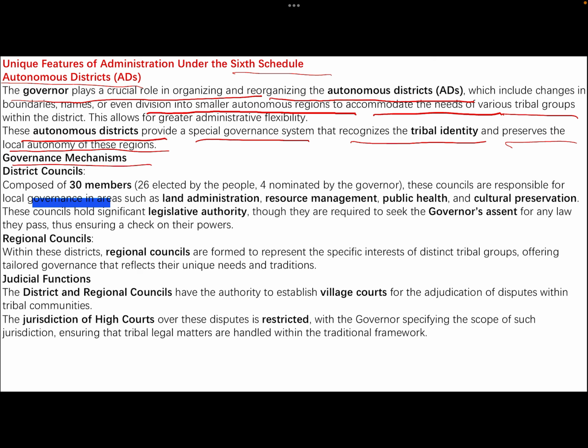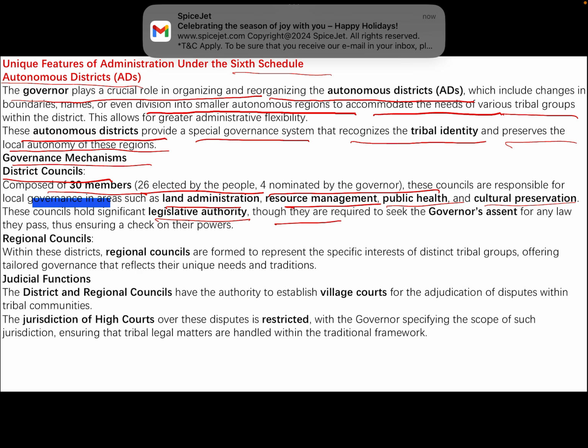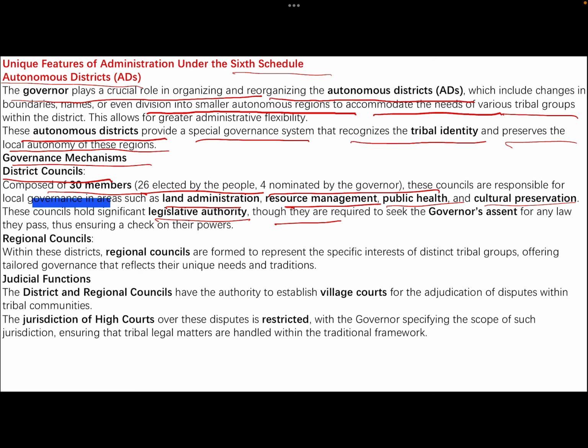So what is the governance mechanism? As I have already said, district councils have 30 members. 26 members are elected directly, 4 members are nominated by the governor, and they are responsible for land administration, resource management, public health, cultural preservation, etc. And this council also holds significant legislative authority, which needs the governor's assent for any law they pass, right? So you have regional councils also. In these districts, regional councils are formed to represent the specific interests of distinct tribal groups, offering specific governance that reflects their unique needs and traditions.